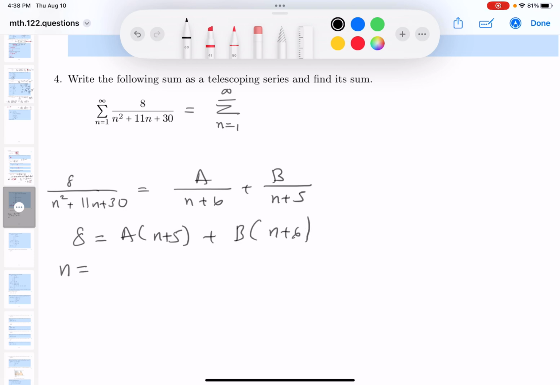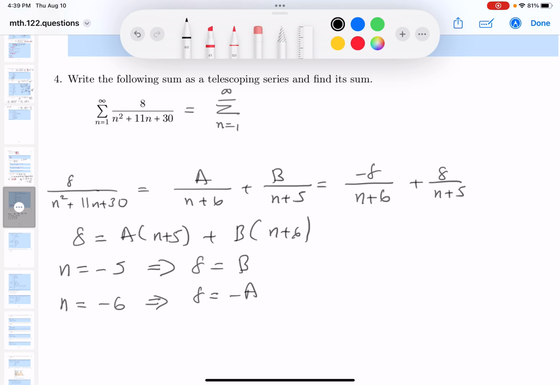I'd pick an easy number like n equals minus 5. What does that give you? 8 equals B. I know what B is. I'll write this over here for you. B is going to be 8. Did I do that right? Yeah, 8. I'm sorry. Okay, I'm going to pick another number. I'm going to pick minus 6 now. And what do you get there? You get 8 minus A. So A is minus 8.